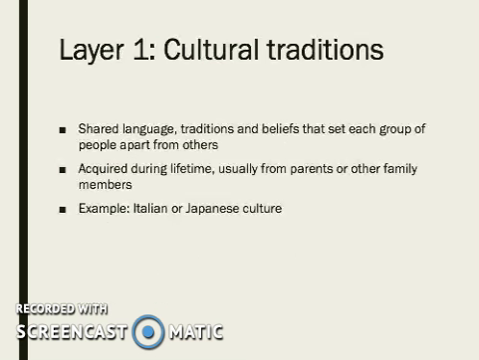The first layer, cultural traditions, are the shared language, traditions, and beliefs that set each group of people apart from others. Cultural traditions are acquired during a person's lifetime, usually from parents or other family members. For example, when people speak of Italian or Japanese culture, they are referring to the shared language, traditions, and beliefs that set each of these people apart from others. In most cases, those who share your culture do so because they acquired it as they were raised by parents and other family members who have it.